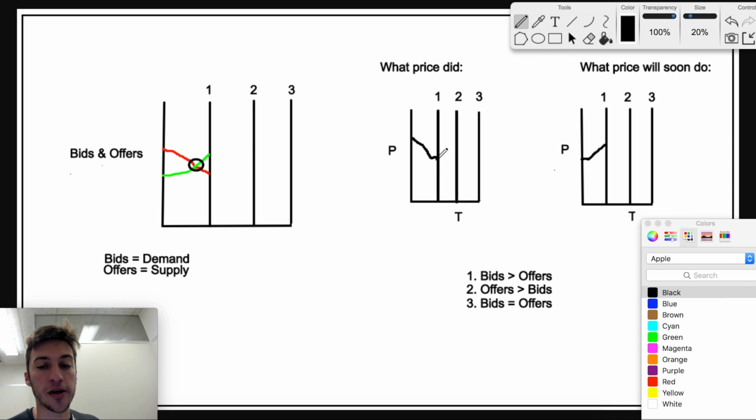So there's going to be a price markup, and price is likely going to rise. All right, second example: let's look at when the offers overtake the bids. So we now have bids here. Now imagine the bids begin to fall like that. Actually, I'll first show the offers. Offers were here, so the supply was there, and then supply overtook demand right there.